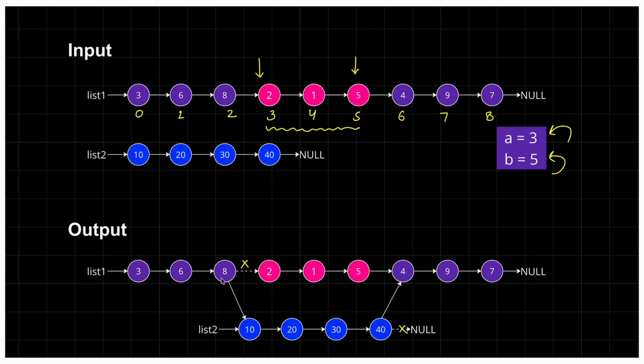And eventually what will happen? The next of 8 will become 10 and the next of 40 will become 4, right? This would be our output, and then we will return list 1 as an answer. So I hope you understood the problem statement. Now let's see how we can actually solve it. This is a very simple problem.